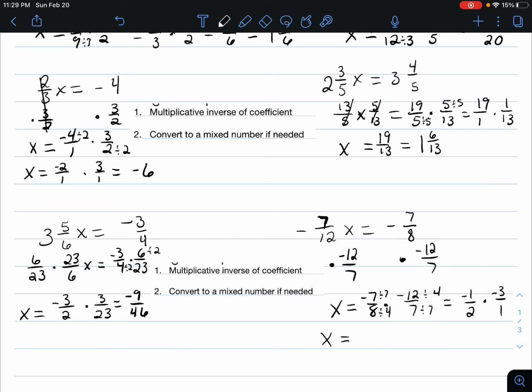Okay, so that just leaves us with x equals, so negative 1 times negative 3 is going to be a positive 3. 2 times 1 is 2. Okay, this is an improper fraction, so 2 can go into 3 once, 1 is your remainder, so 1 and 1/2. Alright, so that is solving equations with fractions using the multiplicative inverse.